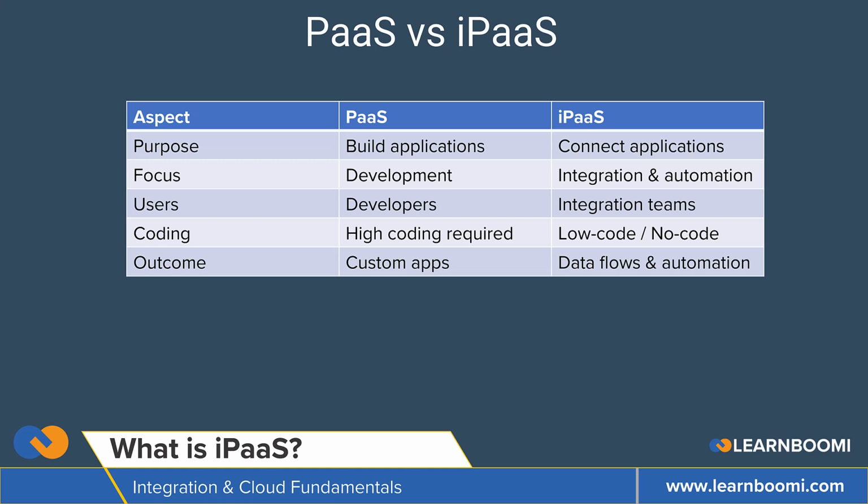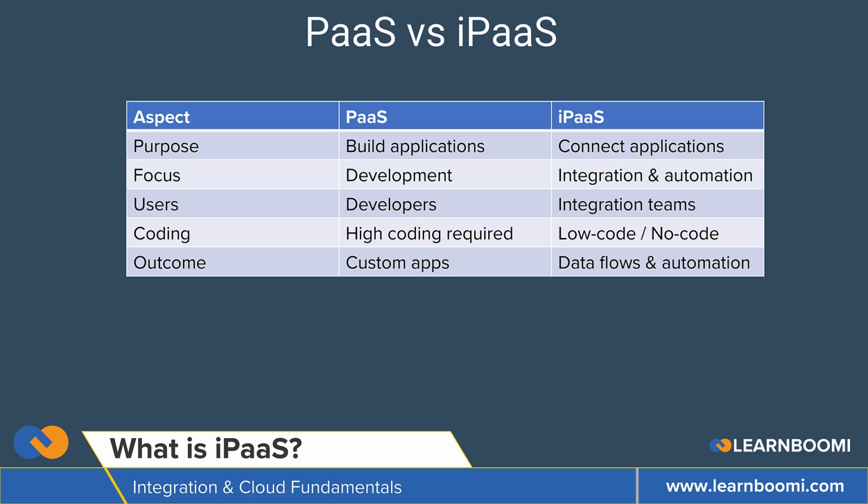So here is a table which talks about the difference between PaaS and iPaaS. We look at the difference between the two so that when someone says PaaS and when someone says iPaaS, you understand what difference they are talking about. The purpose of PaaS is to build applications, and the purpose of iPaaS is to connect applications. What is the focus of PaaS? Development is the focus. For iPaaS, integration and automation is the focus. What kind of users use PaaS? The developers mostly. And iPaaS is basically used by the integration teams.